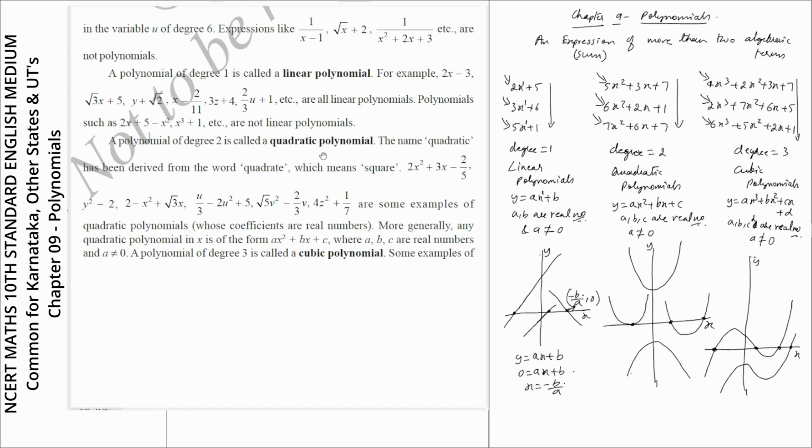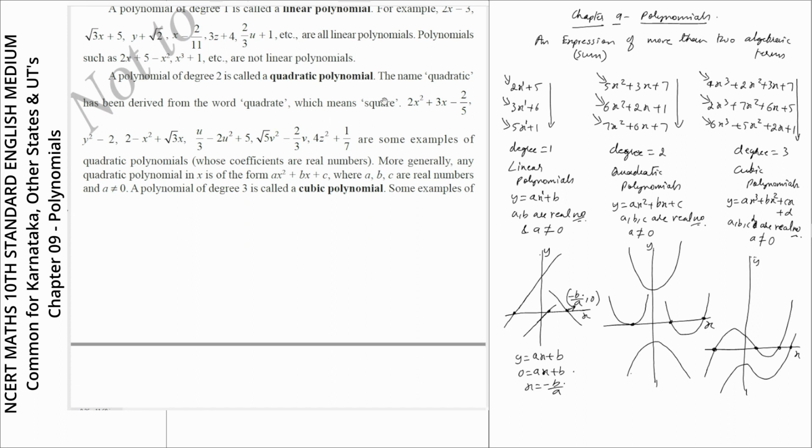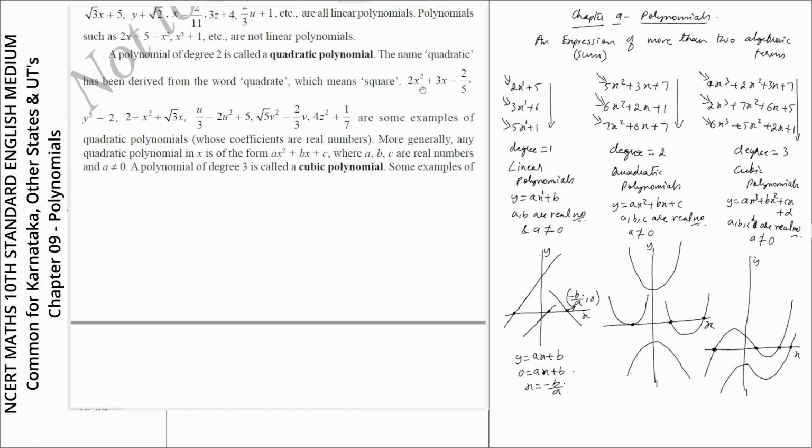Coming to the quadratic polynomials, these are the examples: 2x square plus 3x minus 2 by 5, y square minus 2, 2 minus x square plus root 3x, u by 3 minus 2 u square plus 5, root 5 v square minus 2 by 3 v, then 4z square plus 1 by 7. In all these examples, you can see the highest power of the variable is 2. Here, in 2x square, the power of x is 2. In 4z square plus 1 by 7, the power of z is 2.